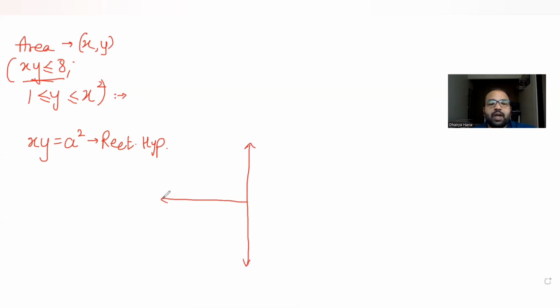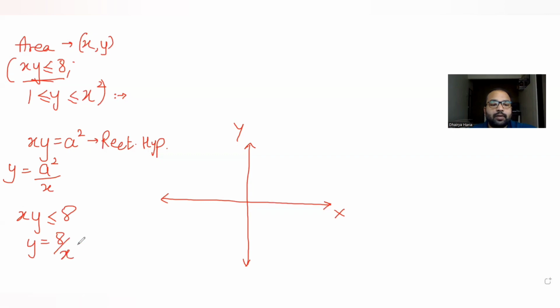If I draw first the y-axis and x-axis here, this is the y-axis, this is the x-axis. Now, if I write it in terms of y, it becomes y equals a squared by x. In this equation, x into y is less than or equal to 8, so y becomes equal to 8 by x. The maximum value of x into y is 8. If I remove the inequality and write equals, to understand how the graph will look, it is y equals 8 by x.